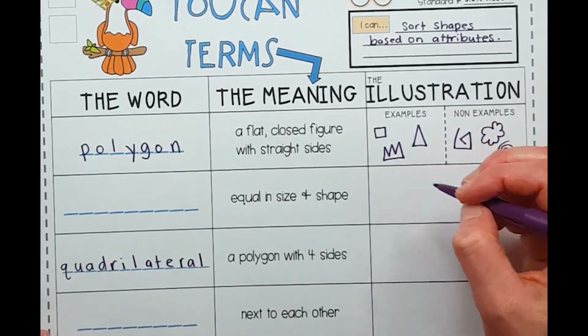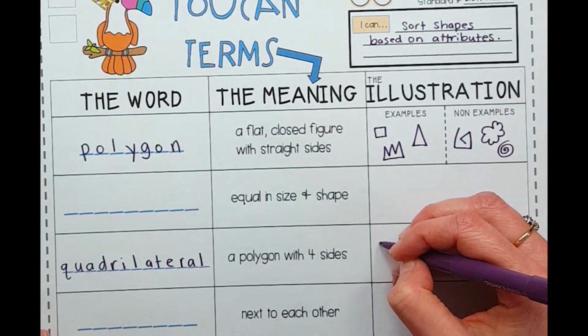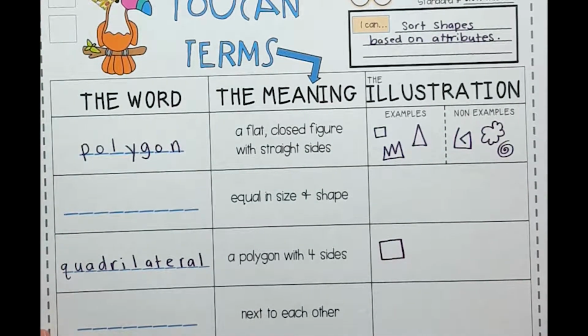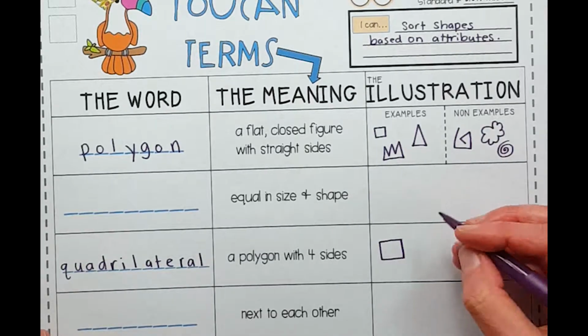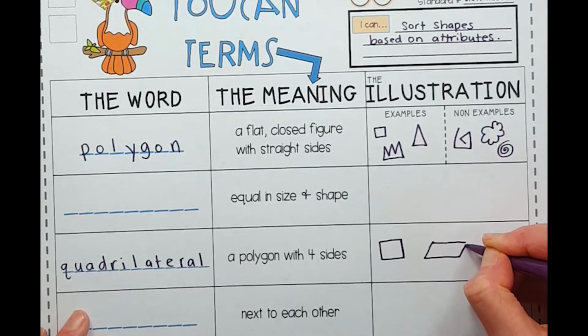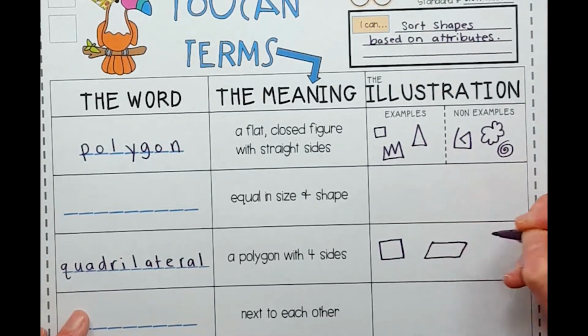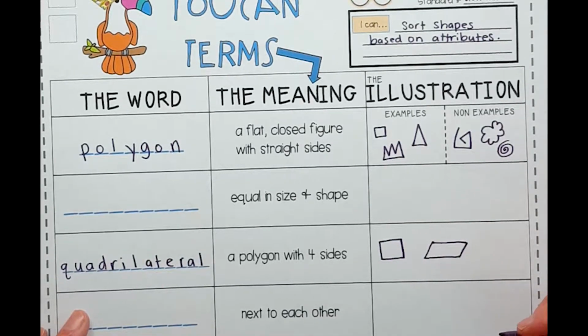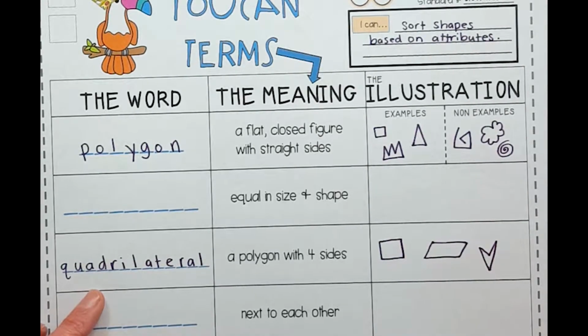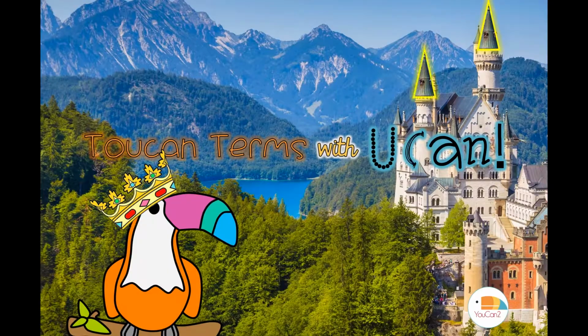Let's draw some. This is a quadrilateral. Has 4 sides. It's closed. It's flat. So is this guy. That's a quadrilateral. Can you think of another quadrilateral to draw? What about this guy? 1, 2, 3, 4. Got 4 sides. That's a quadrilateral.